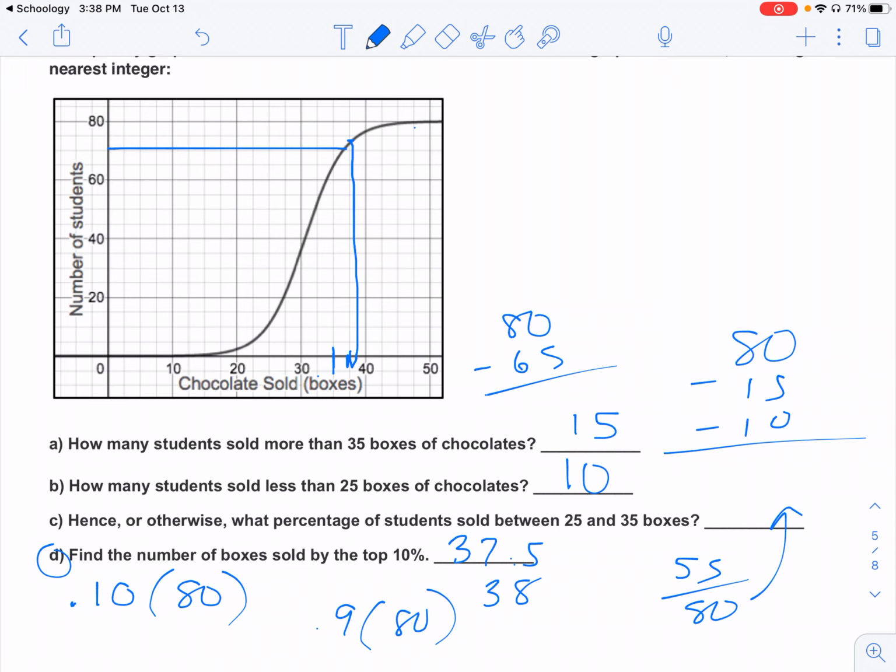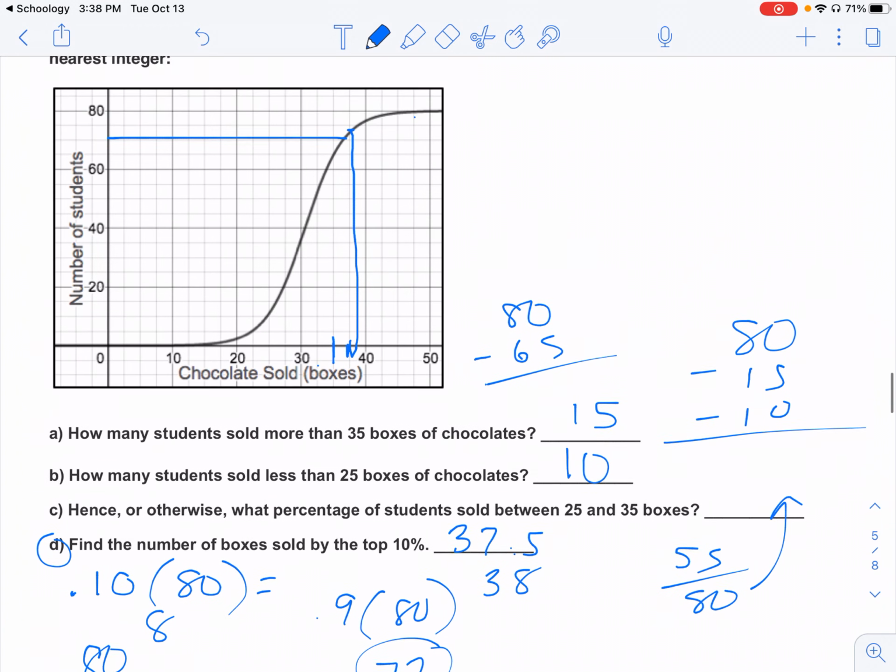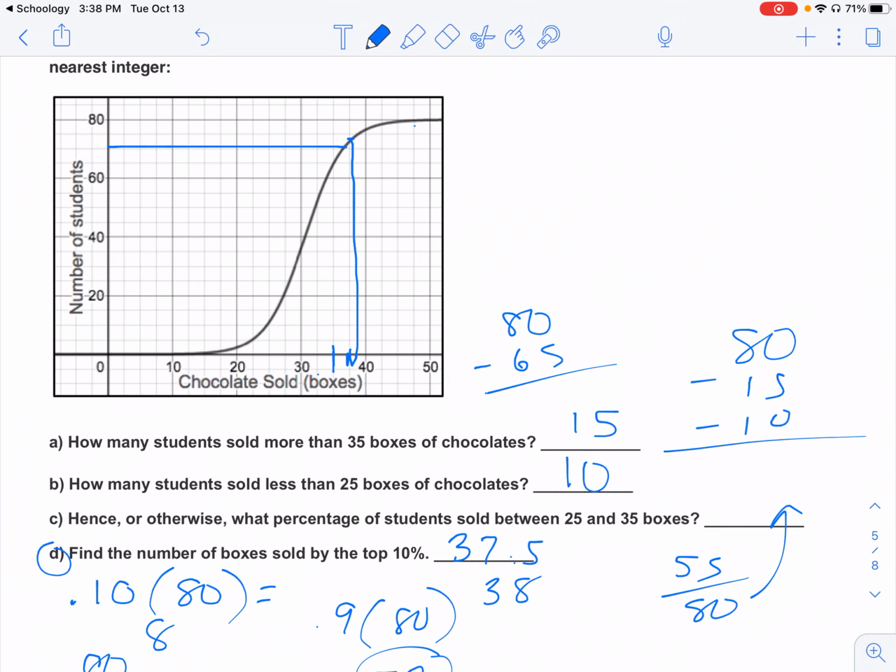So that one was a little bit tricky. You could either do this and get 8, and then you're doing 80 minus 8, or 90% of 80 is 72. And you're looking for 72 on here, and it's an estimation, somewhere above 37 boxes.